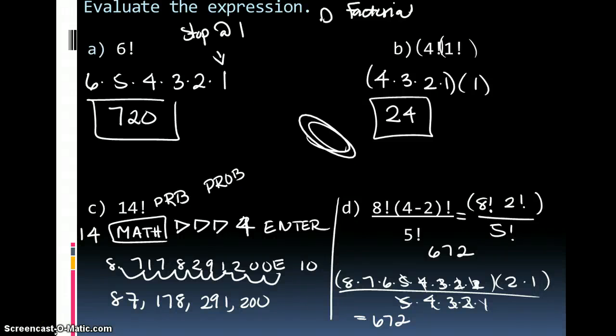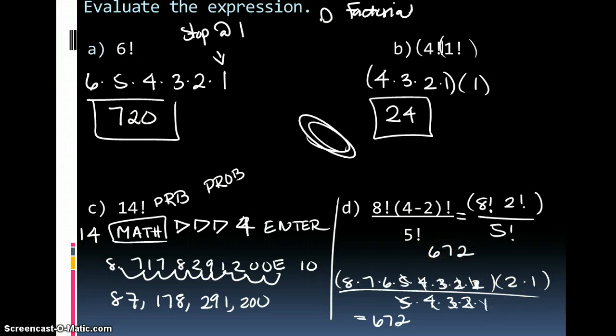Okay, so before I was so rudely interrupted, I was showing you this is my work. If I didn't have my calculator and I wanted to expand it all out to get to 672, I would just do 8 factorial, which is 8, 7, 6, 5, 4, 3, 2, 1 times, and then 2 factorial is 2 and 1. In the denominator you have 5 factorial, so 5, 4, 3, 2, 1. And then I just cross-canceled what was alike on the top and on the bottom. And I still get 672.